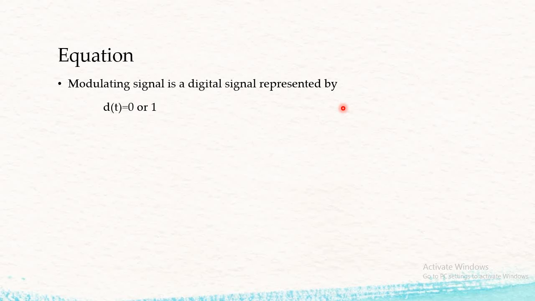So next one is the equation. First is the modulating signal. The modulating signal, a digital signal, is represented by d(t), a representation of an input signal which is represented as a 0 or a 1. As the signal is digital, it is either 0 or 1. Next, the carrier signal is represented by Ec equals sin 2 pi fc t.